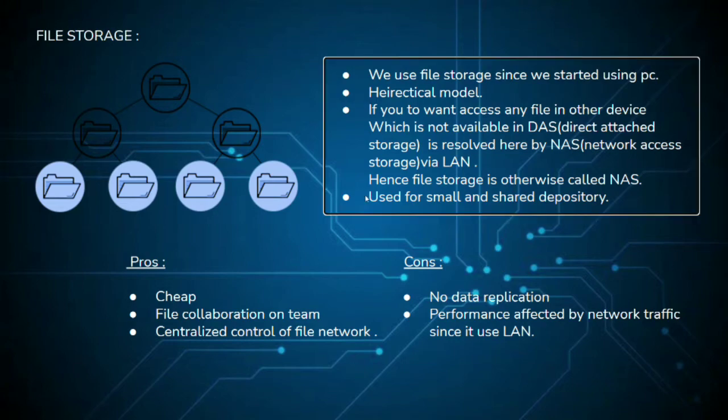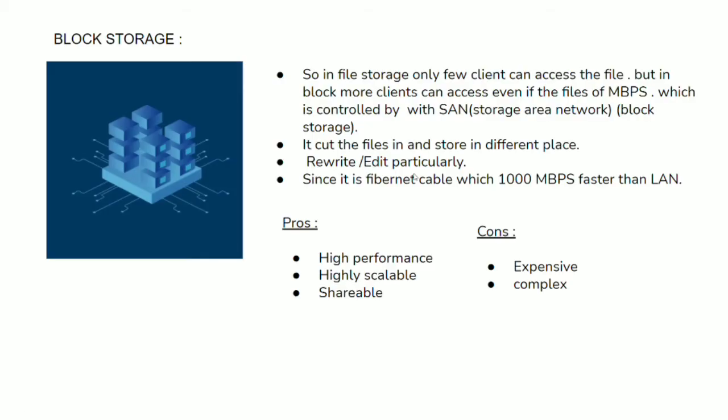And the second one is block storage. Let us see about block storage. In file storage, only a few clients can access the file, but in block storage, more clients can access it, even if the file is megabytes per second, which is controlled by a storage area network. It cuts the file into small pieces and stores them in different blocks. You can rewrite and edit the particular block you want. Since it has the lowest latency, it uses fiber cable, which is 1000 megabits per second, faster than LAN.